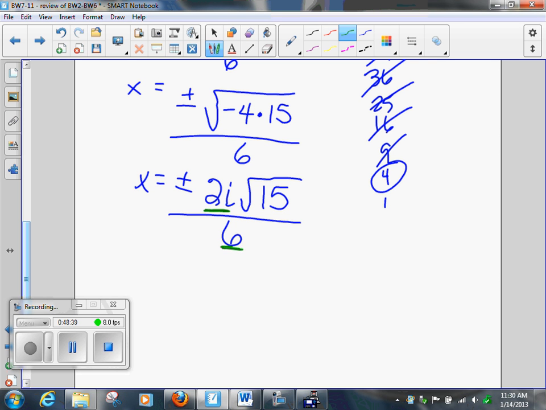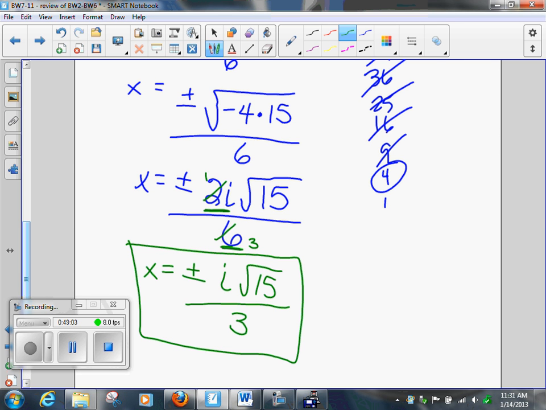Do I try to simplify what's underneath the house? No. It is protected. Leave it alone. We're going to reduce by 2. So 2 goes into 2 one time. 2 goes into 6 3 times. Plus or minus i root 15 over 3. Holy moly. That's it.